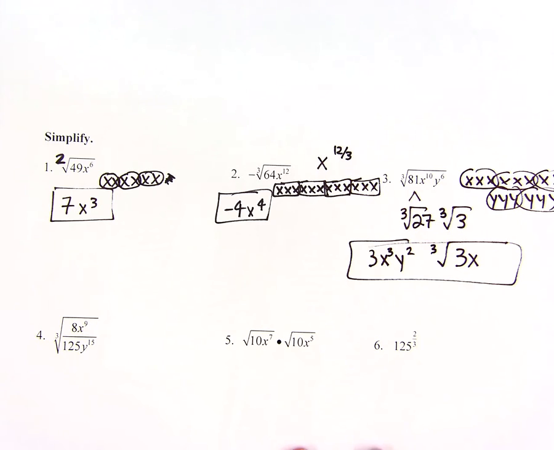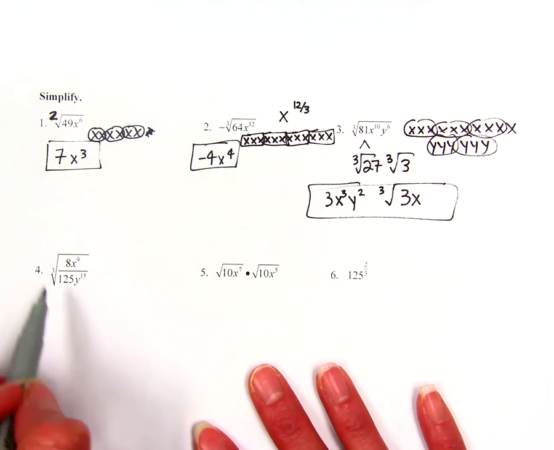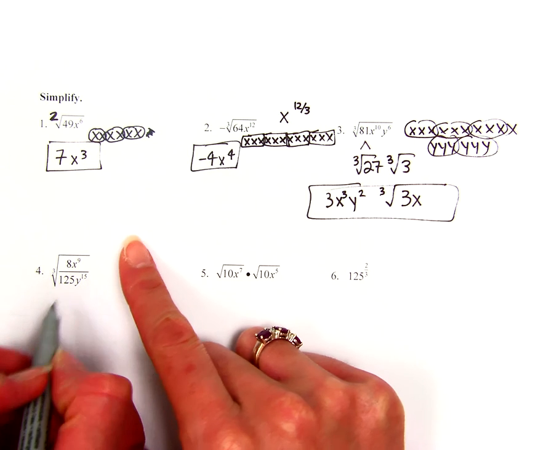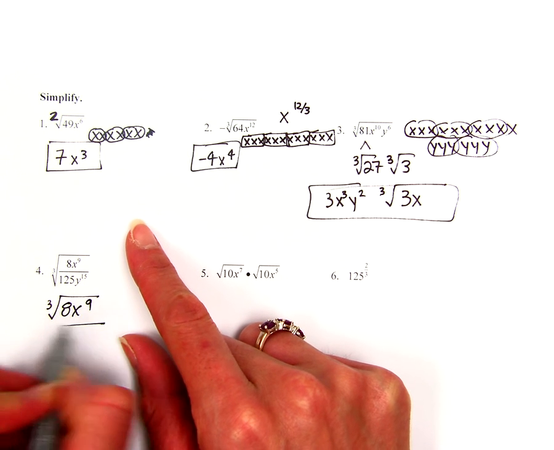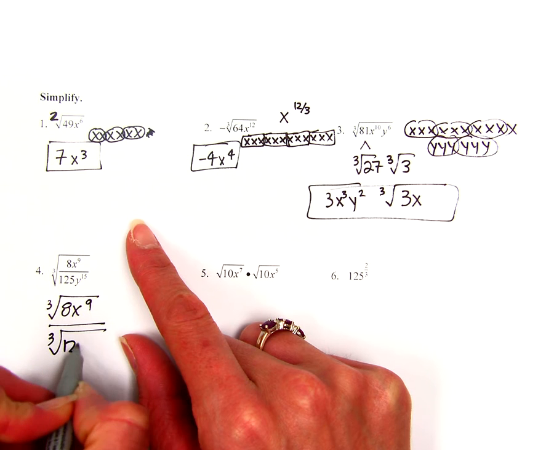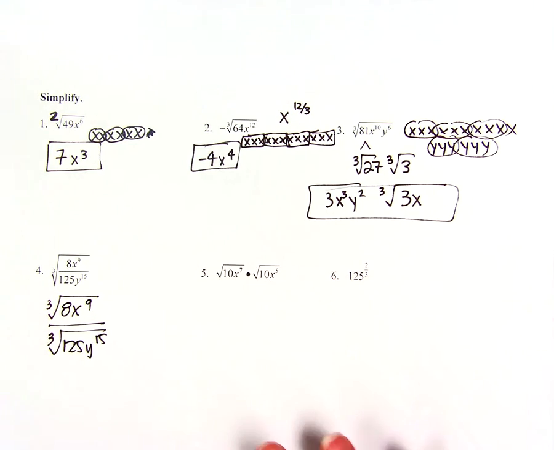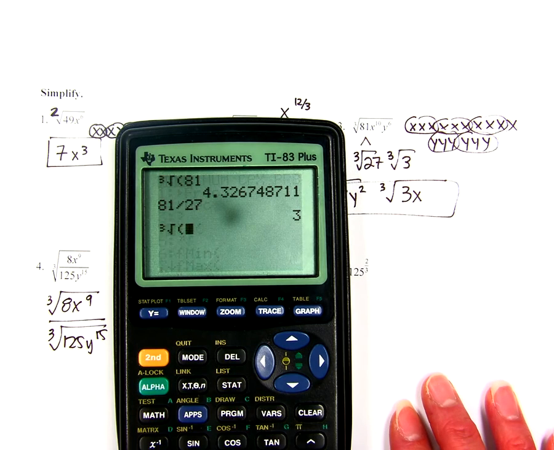All right, moving on, we've got a cube root of a fraction. So either you could divide 8 over 125, or you can split it up as the cube root of 8 x to the 9th and the cube root of 125 y to the 15th. So can you do the cube root of 8? Well, try it on your calculator. You can look at your perfect cubes list.